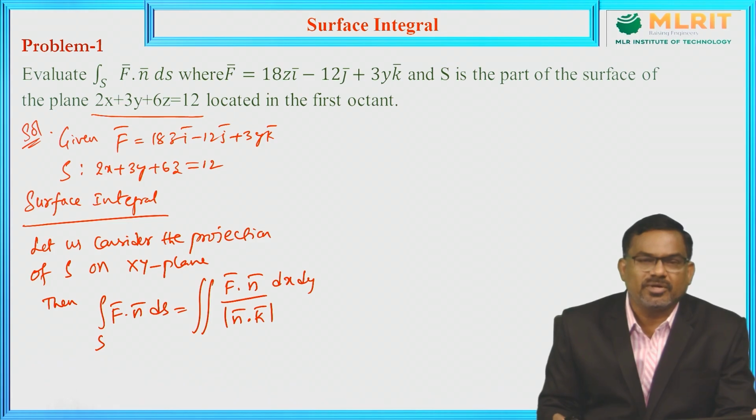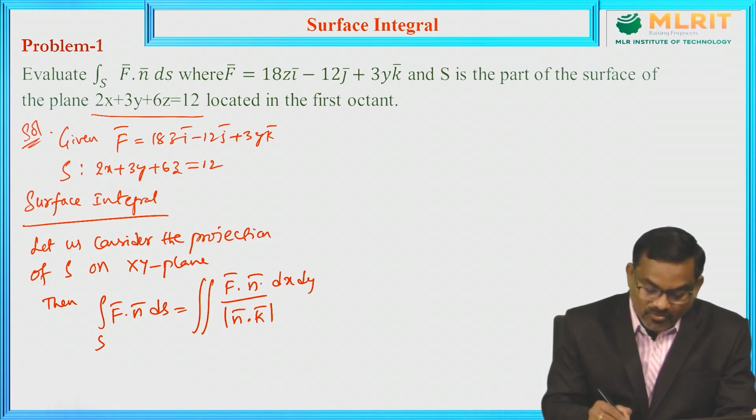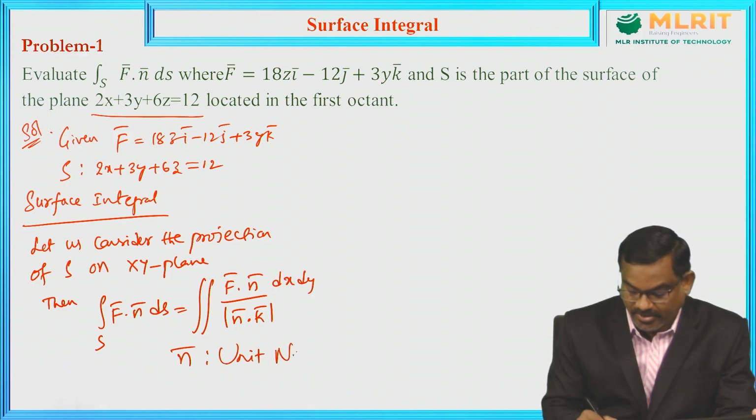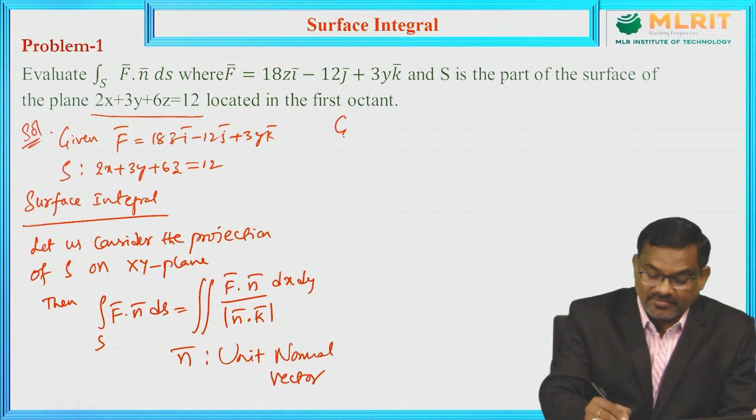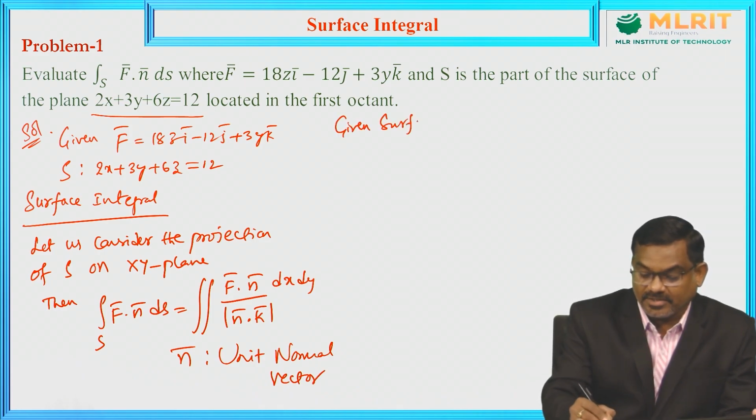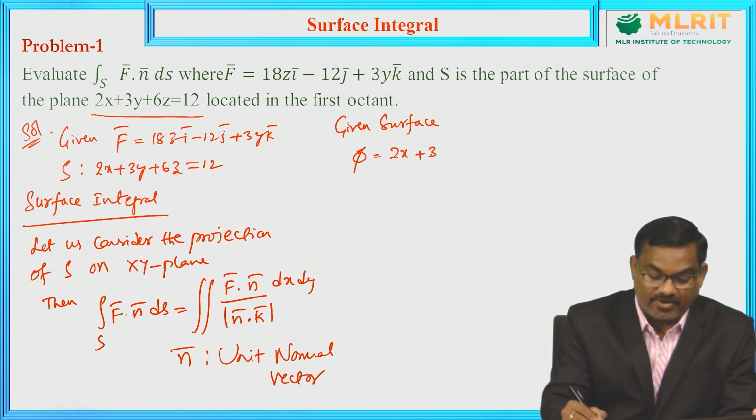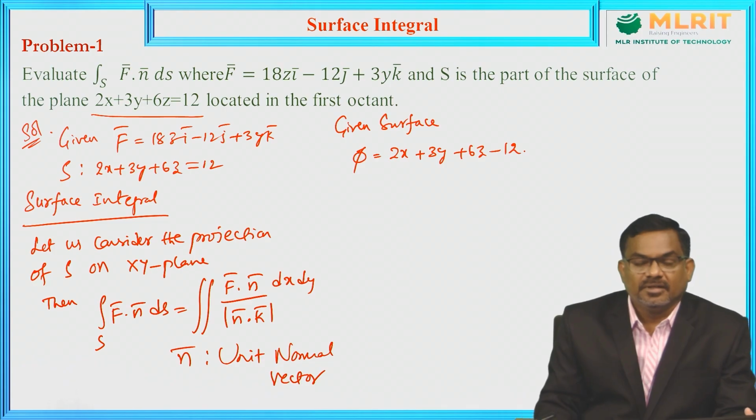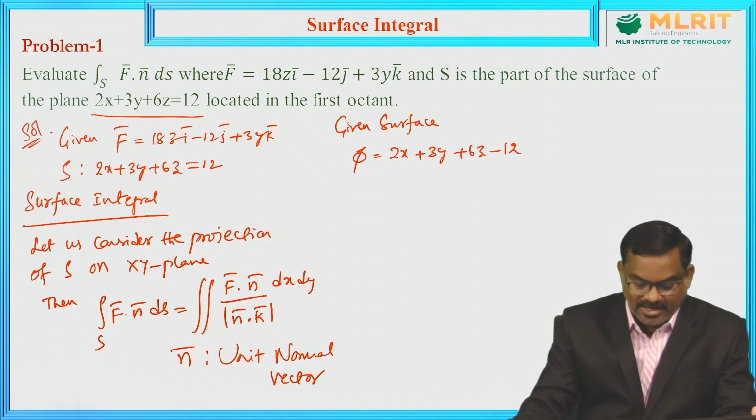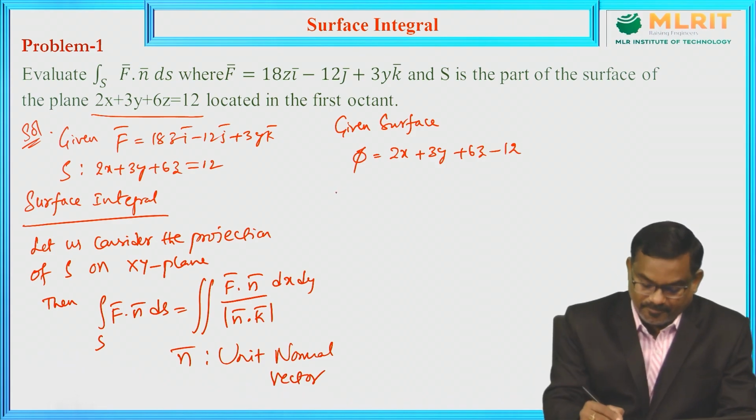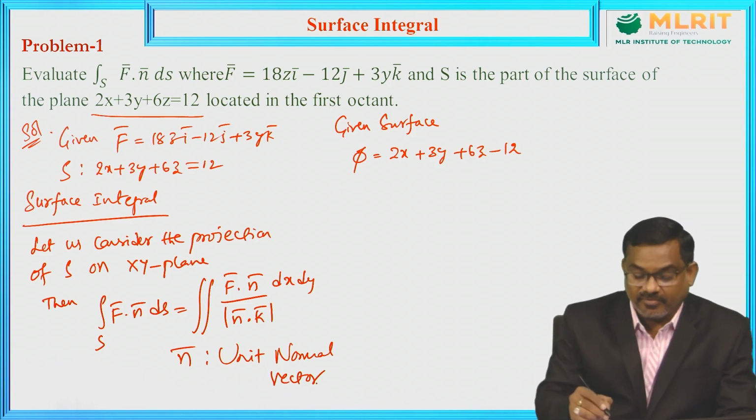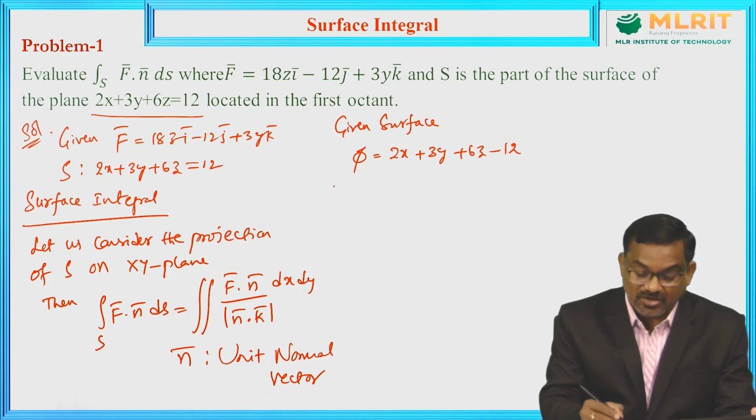So first we need to calculate all the required values. So here we have n bar. What is this n bar? Unit normal vector to the given surface. So what is the given surface? Let us denote the given surface by phi: 2x plus 3y plus 6z minus 12. Now we need to find n bar. N bar is the unit normal vector. First we need to calculate the normal vector.